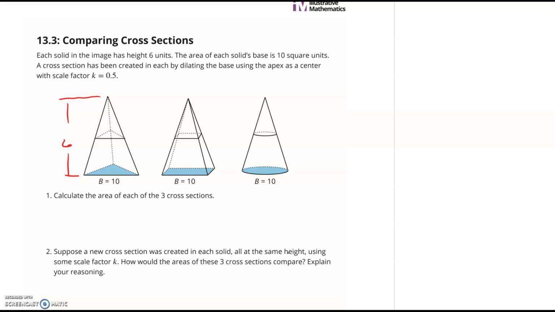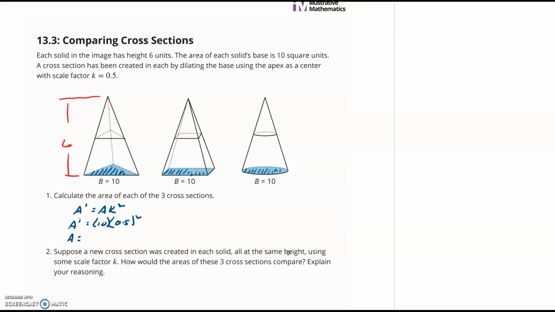Well, I know that the cross-sections are going to be equal because the base areas, these areas on the bottom, are all equal. And we are dilating using the same scale factor, which means that my cross-section areas will be equal. So remember how we do that. To find the new area, we take the original area and multiply it by the scale factor squared. So my new areas are going to be the old area of 10 times the scale factor of 0.5 squared.